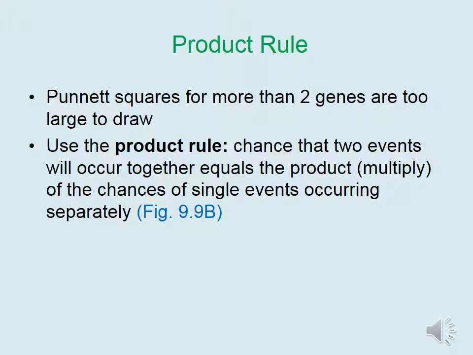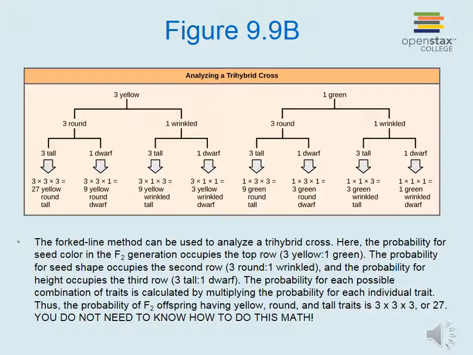As we saw, a Punnett square for a dihybrid cross following 2 genes had 16 possibilities for the offspring. Therefore, Punnett squares for more than 2 genes are much too large to draw. Therefore, the product rule can be used instead. The product rule states that the chance that 2 events will occur together equals the product of the chances of the single events occurring separately. This shows you how the product rule is used.